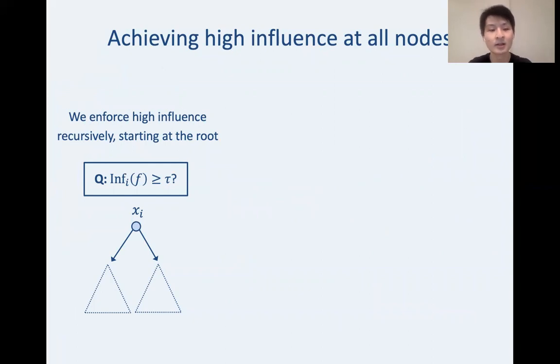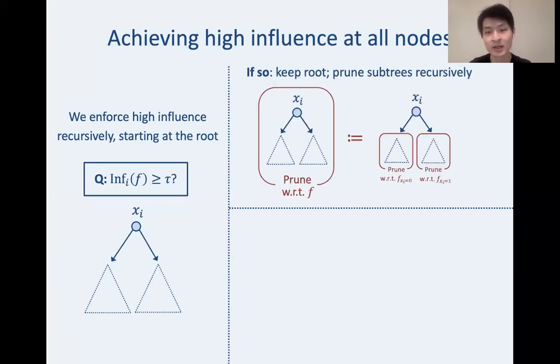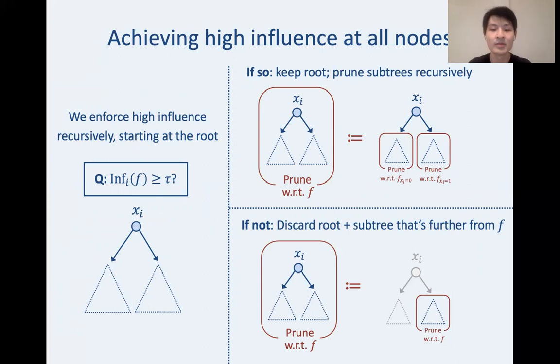So we start with the root. Let's say the root queries variable xi. Then we ask, does xi have an influence of at least tau? If so, xi is a good root, and we can proceed with the 2 subtrees recursively. Otherwise, if xi doesn't have a high influence, by definition of influence, we know that the 2 subtrees must be close to each other. And in particular, at least one tree must be close to the function f. And we can keep that closer subtree and discard everything else. So we discard both the root and the subtree that is farther from f. And we will keep the closer subtree and focus on pruning that tree. And this can also be done recursively. So in the end, this pruning procedure is a recursive procedure, and we can analyze it inductively.